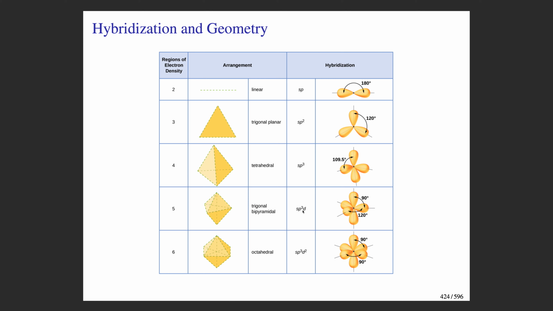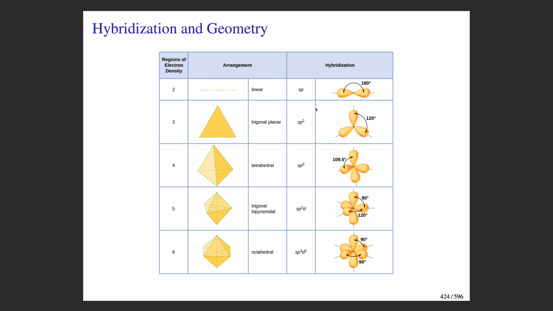Okay? So notice you're combining 5 atomic orbitals. You get 5 hybridized atomic orbitals coming out. And they point, one of them points this way, another one that way, a third one points this way, and then you have the 2 axial ones that point up and down, above and below the trigonal plane. sp³d², you're combining 6 atomic orbitals, you get 6 hybrid orbitals coming out, and they point to the corners of this octahedral shape.